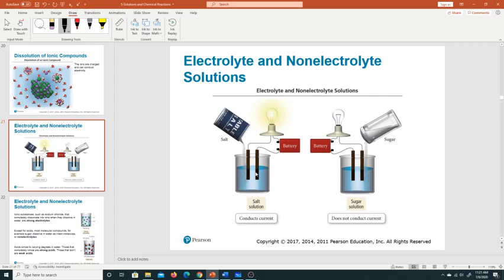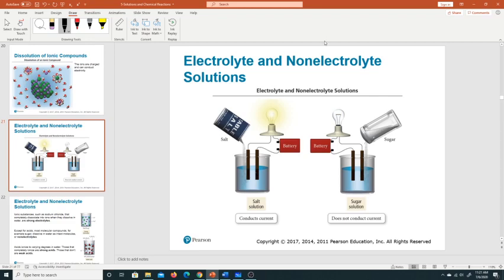So if you add table salt to a beaker, and plug in a basic light bulb tester with electrodes into the solution, and hook up to a power source like a battery or electrical outlet, if current can be conducted between the electrodes in the solution, we get what's called an electrolyte. If the light bulb is really bright, you get what's called a strong electrolyte, meaning we have lots and lots of ions in solution. Sugar does not produce any ions.